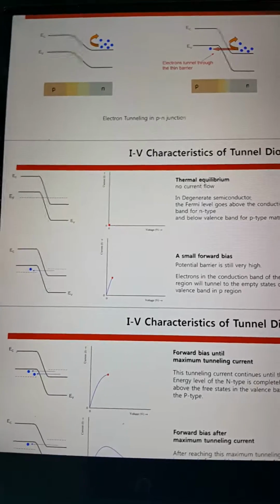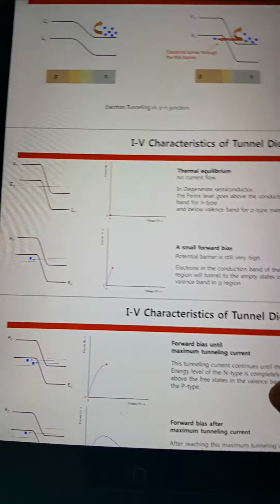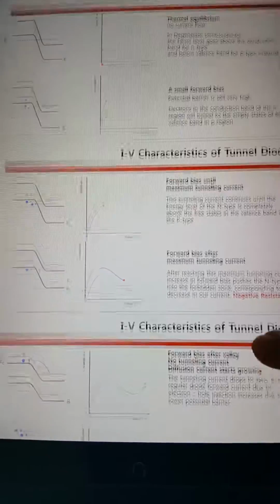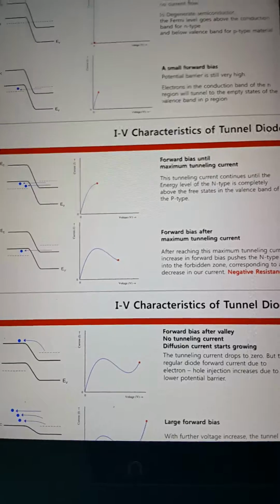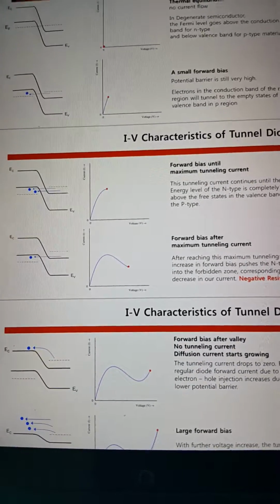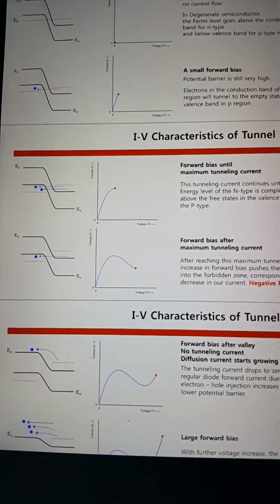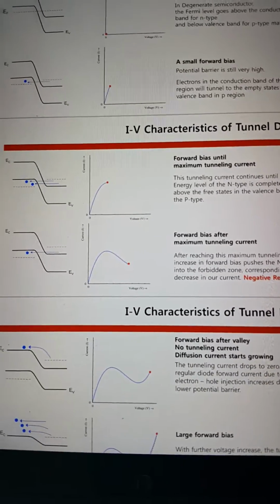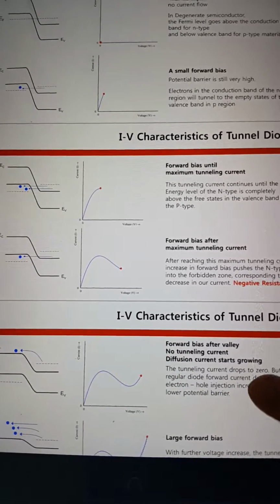forward bias, the current slightly increases, and forward bias until maximum tunneling, and the Fermi level is over the conduction band on one side. The other side is under the valence band.